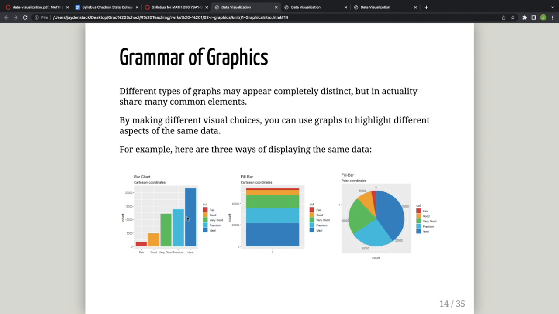Just sort of an example there. But as you can see, this same exact data can be shown over here in this fill bar, where maybe it's not exactly as clear to me that the ideal has, let's say, 7,000 more cuts than the premium, or that there look to be 2,000 more premium than very good. That's not as clear to me, but there might be a specific situation where a fill bar satisfies the needs that I need to meet.